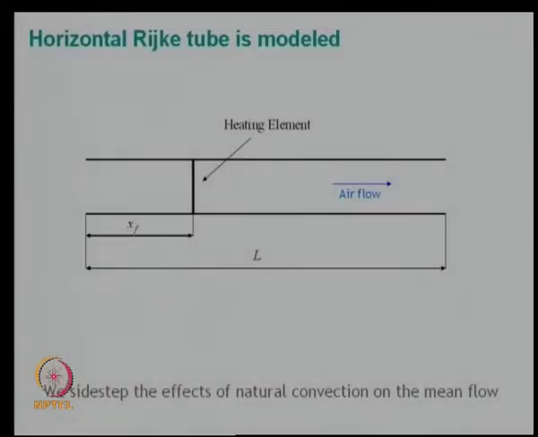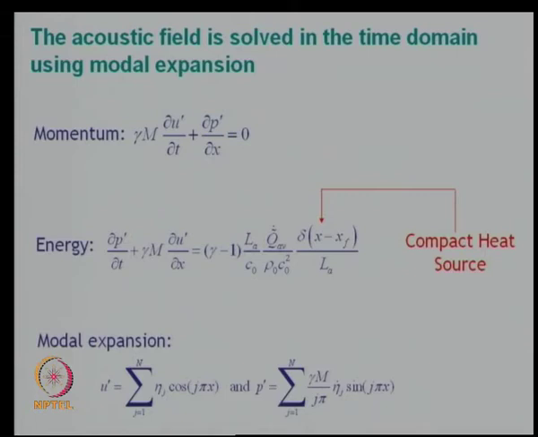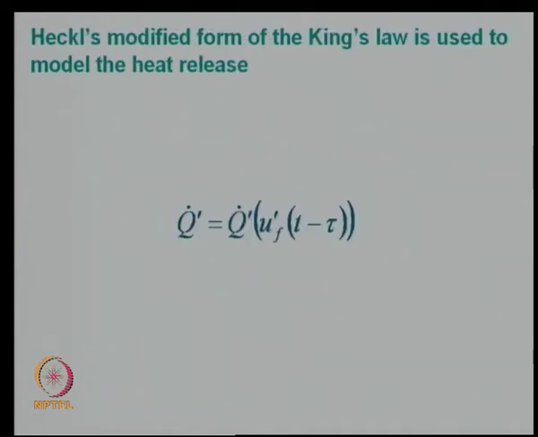Now we are looking at the Rijke tube model, which we already derived in class, a simple model that just needs a representation of the acoustic field and some kind of expression for the heat release rate. We wrote the momentum and energy equations, and then we did a modal expansion. We are attempting to get a time domain solution because we are interested in seeing the transients, and time domain is a very good way to look at transients. We need a model for the heat release rate.